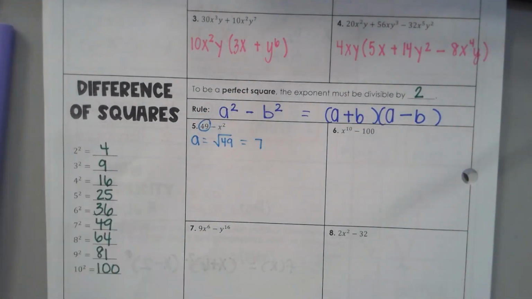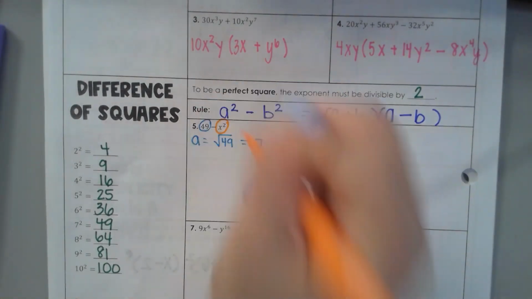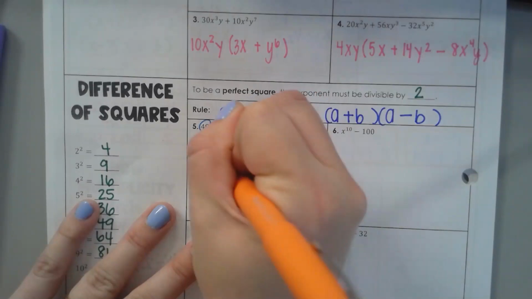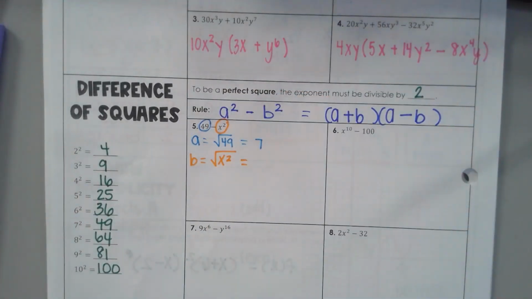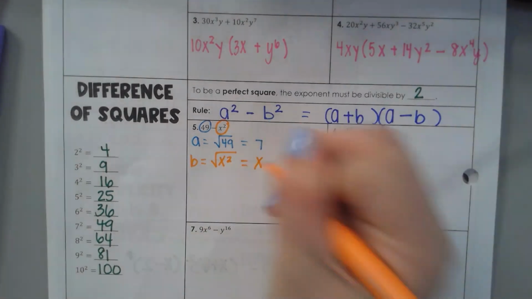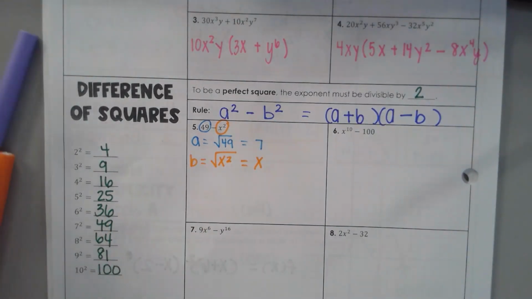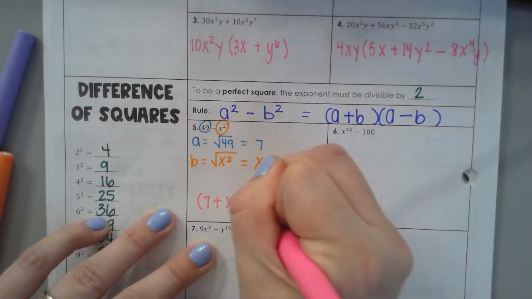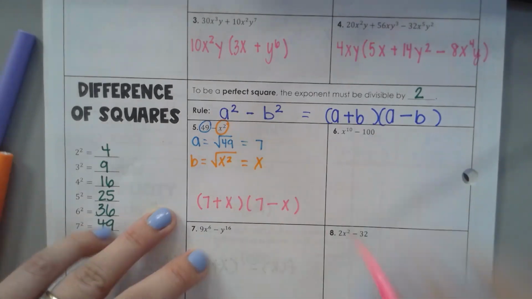Okay. Then we're going to take the square root of this one. Just ignore the minus. B is the square root of x squared, which is what? X. So I can factor this: 7 plus x, 7 minus x.